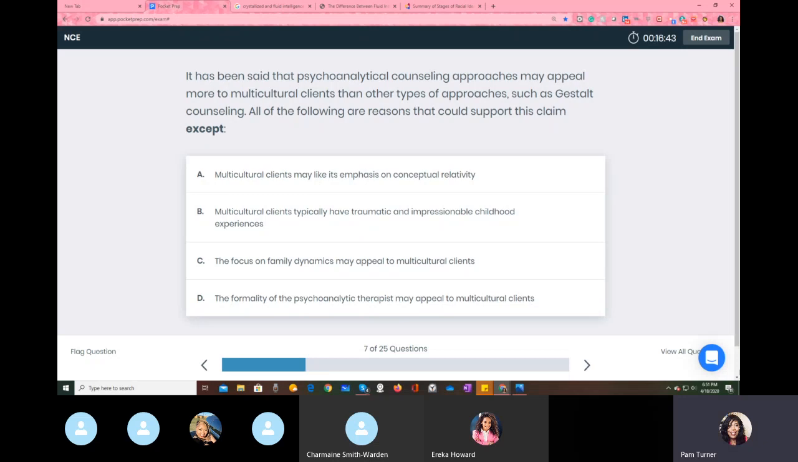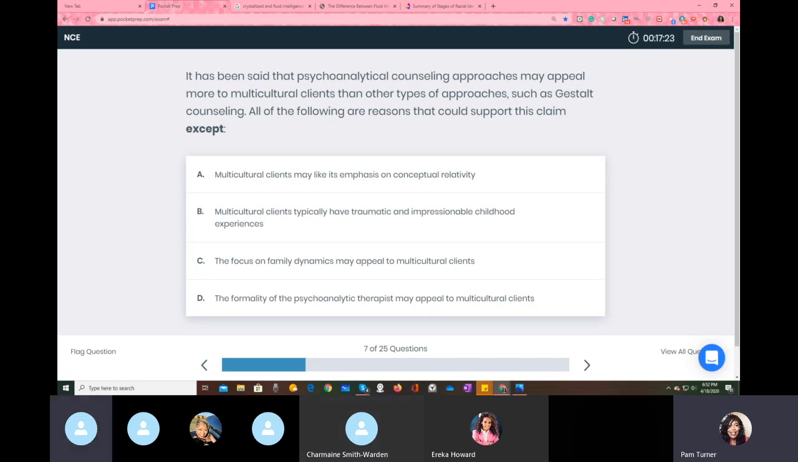So look at those. Okay, so D, the formality of the psychoanalytic theory may appeal to multicultural clients. That's an option, because we know that's a true statement. Let's keep that one in. The focus on family dynamics may appeal to multicultural clients. Let's think about that, because psychoanalytic approaches don't always look at the family, do they? Freud kind of blamed your mother, but it was very much intrapersonal. So let's look at that. Let's not rule that one out yet.